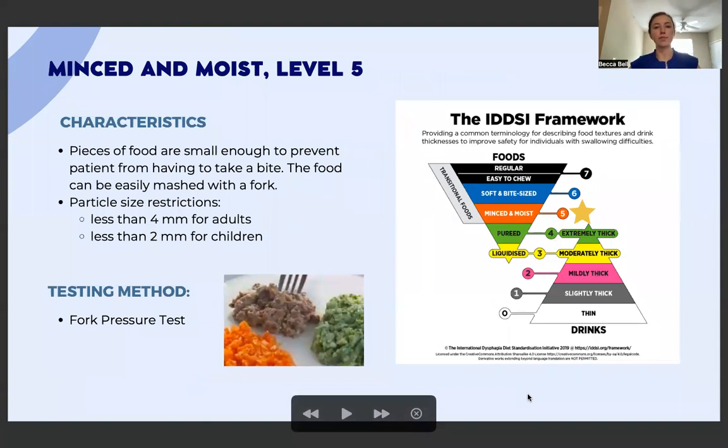Next, we have minced and moist as level 5. These are pieces of food that are small enough to prevent the patient from having to take a bite, but the food can be easily mashed with a fork. And then we have particle size restrictions. I like to think of this as the particle size when you're mincing garlic or a different vegetable, it's really small, as you can see in those pictures. And then we're doing the fork pressure test to see if it passes level 5.